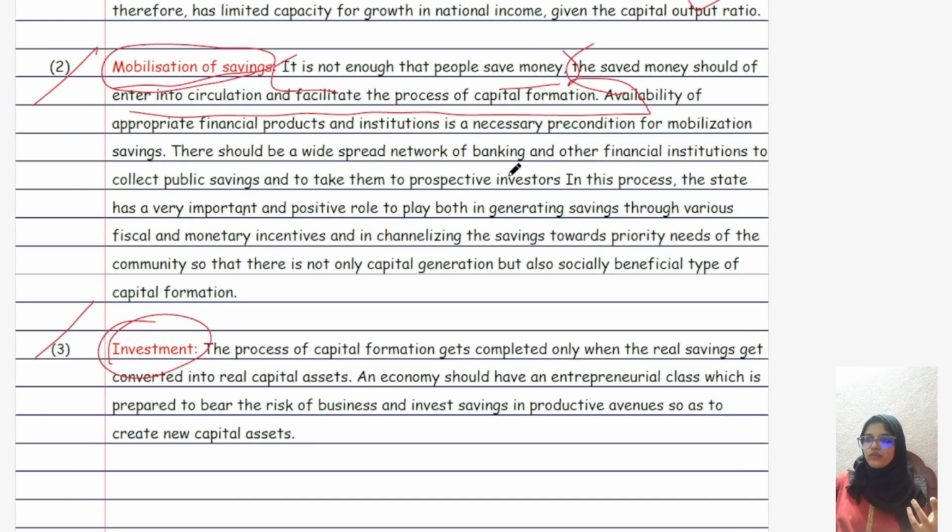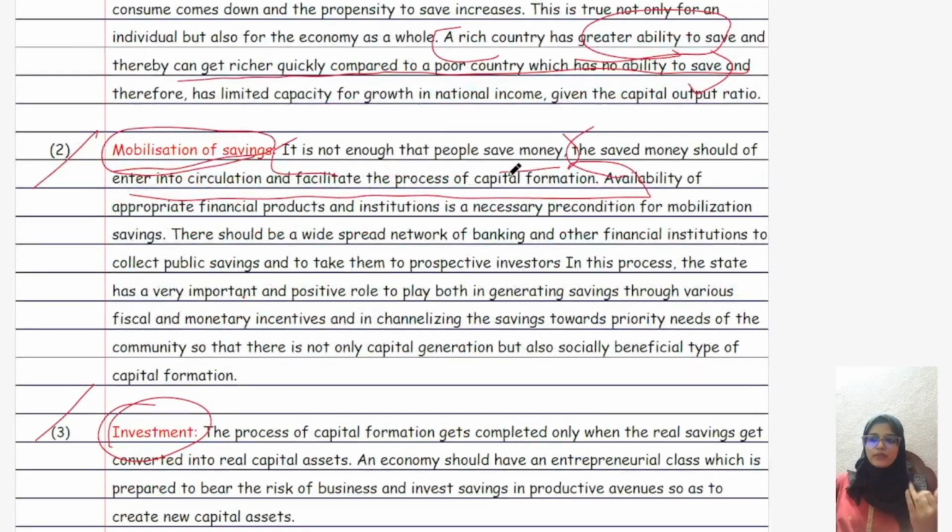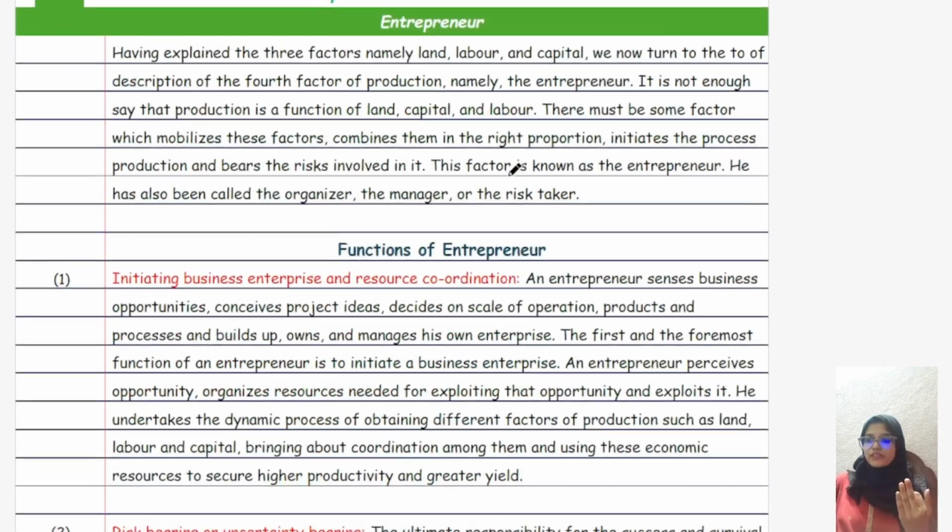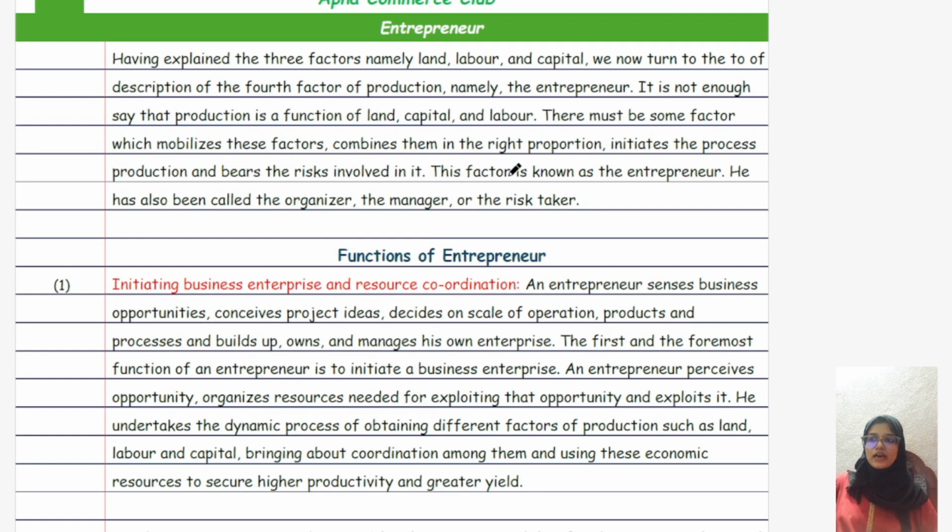That is how a capital is formed. Savings, mobilization of savings, and we have investment. And coming up is the last factor of production, the entrepreneur, a very important one. What is an entrepreneur? That is nothing but a person who combines all the factors of production in the right proportion and initiates the process of production and weighs the risk involved in it.